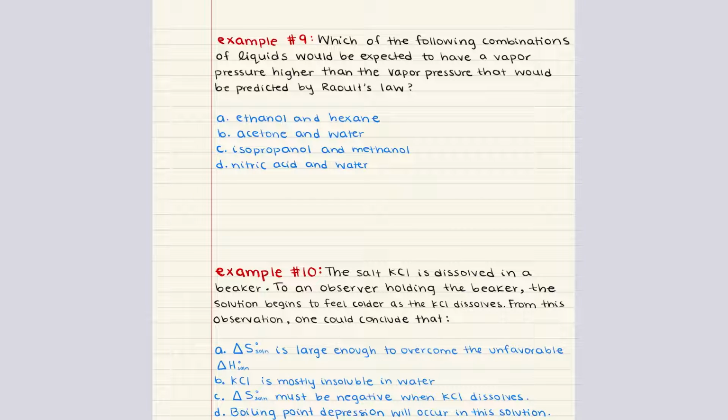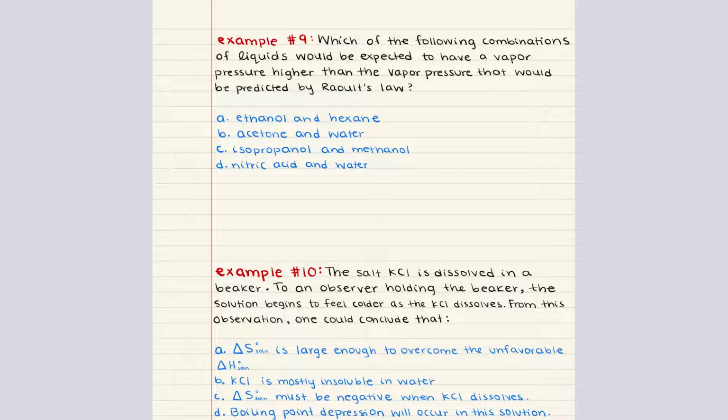Problem 9 says which of the following combinations of liquids would be expected to have a vapor pressure higher than the vapor pressure that would be predicted by Raoult's law. To solve this, we need to understand how Raoult's law works and how deviations from it occur. And this involves us talking about positive deviation and negative deviation.